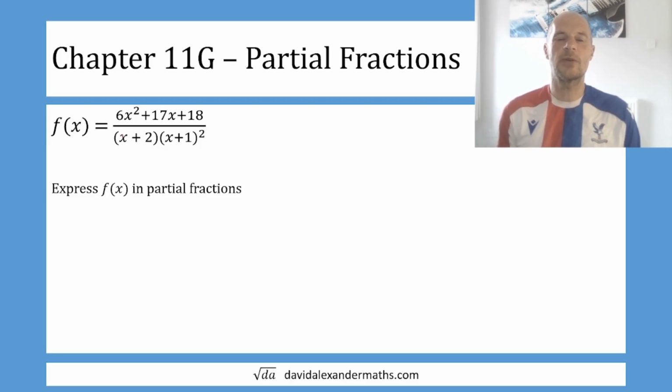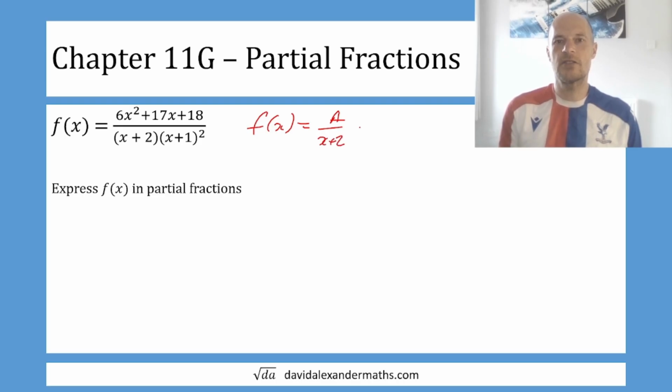Okay, so here's another example. Here we can't do any division though, because if we were to expand out the denominator, we'd end up with an x cubed, and we can't divide an x squared by an x cubed. So we're going to turn it into partial fractions. Therefore f of x will be a over x plus 2 plus b over x plus 1 plus c over x plus 1 squared.